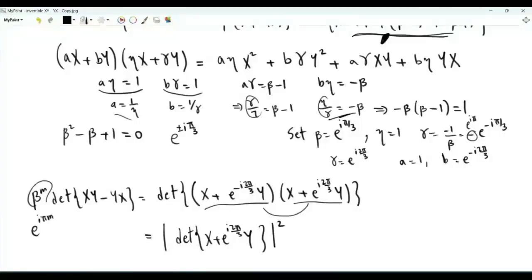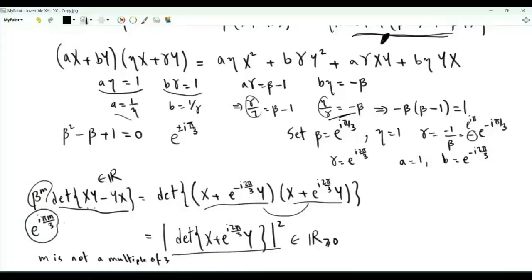Beta to the power m is e to the i pi m over 3. X and Y are real valued matrices, so this determinant is real valued. What we have on the right-hand side is the magnitude squared of a complex number. So the right-hand side is real valued and non-negative. If m is not a multiple of 3, this exponential is complex valued. What we get on the left-hand side is a complex number with a non-zero imaginary part, but we have a non-negative real number on the right-hand side. The only possible way to be in this situation is that this determinant is equal to 0. Matrix XY minus YX is not invertible.